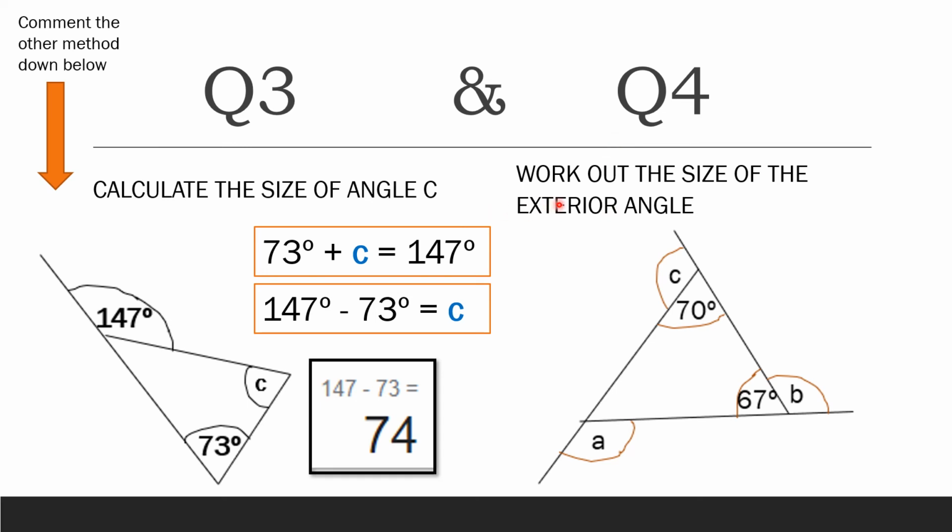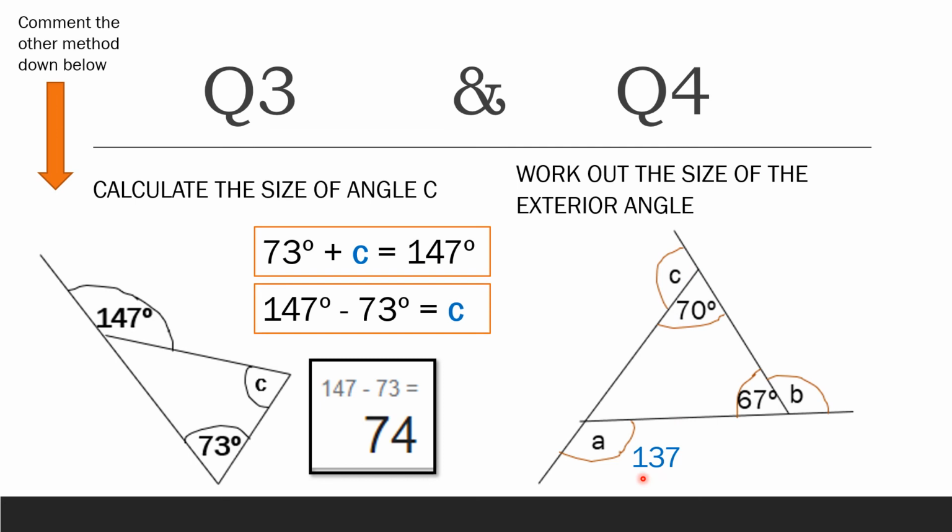For this question, we need to work out the size of the exterior angles here, which are C, A, and B. So let us first calculate the size of angle A, because we are already given the two interior opposite angles of it. So when we sum this up, 70 plus 67, we'll get the size of angle A, which is 137 degrees. Let's move on to C.